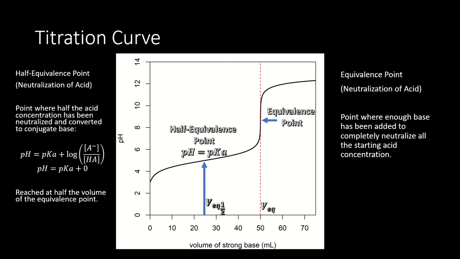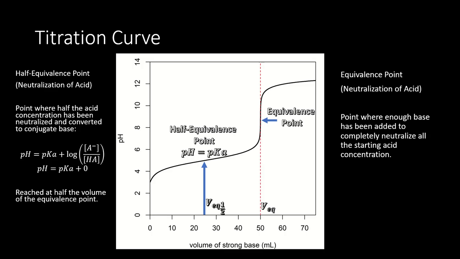Something particularly interesting is the half equivalence point, and it's easy to find that point by simply taking our equivalence volume and dividing it by 2. If our equivalence volume was at 50 milliliters of base, then divide that by 2 and look at the pH associated with 25 milliliters. Well, that'd be roughly about maybe 4.5 pH. Here's why that's particularly interesting.